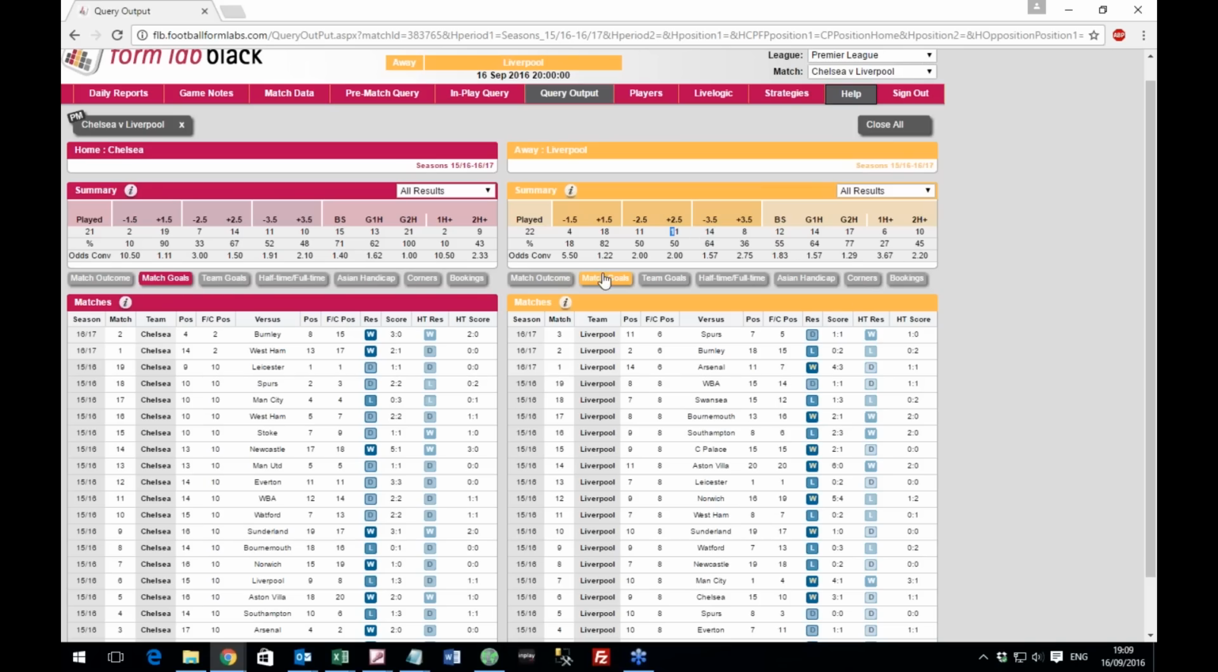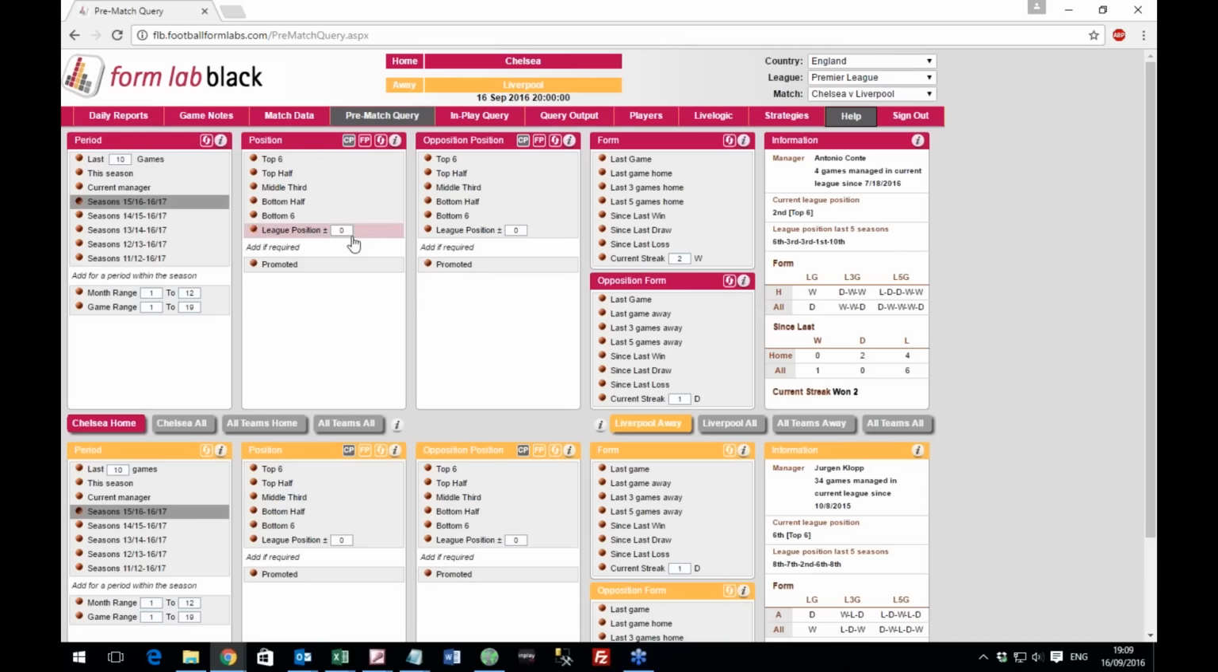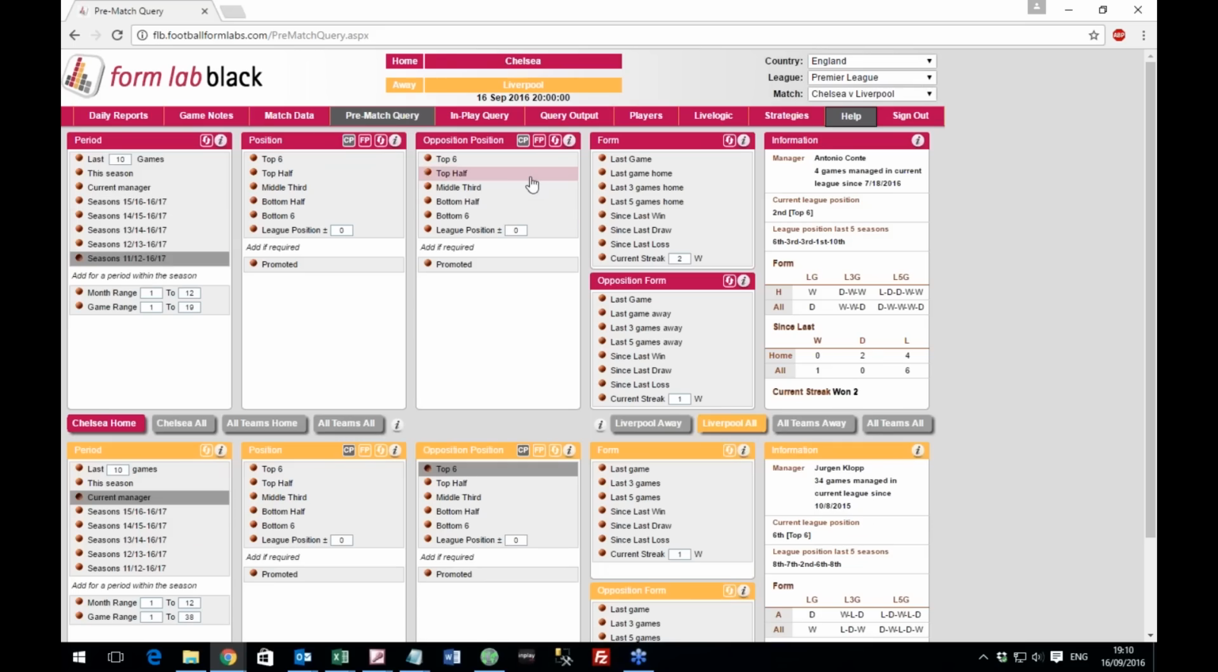Now, this is a very basic query on just home and away games since the start of last season, and if we wanted to change it up a bit, we could say, okay, for Liverpool, we're going to look at their current manager spell in all games against top 6 opposition teams like Chelsea. And for Chelsea, we don't really want to query just on Conte at the moment, but we want to see how they've done over the last 5 seasons.